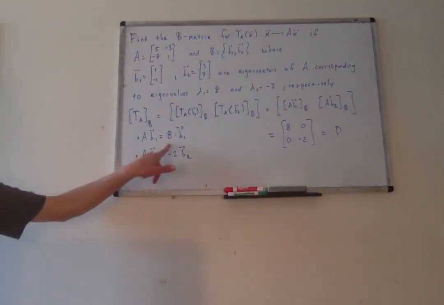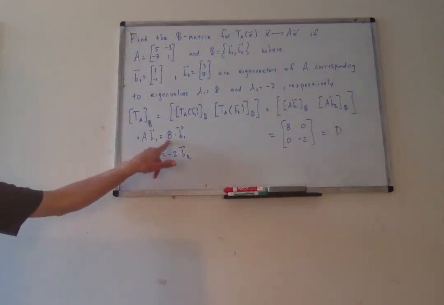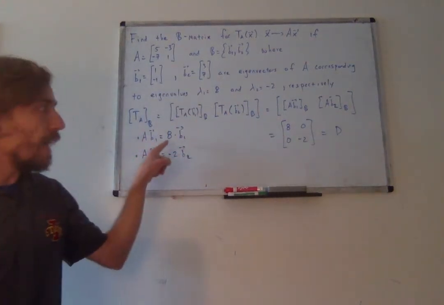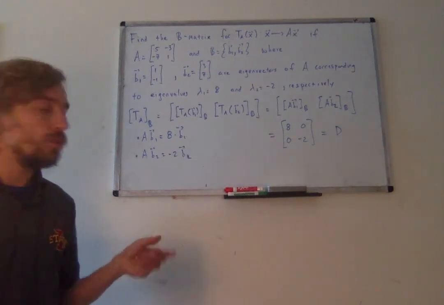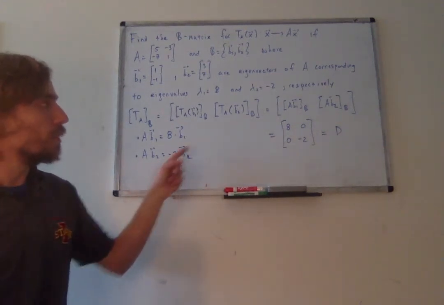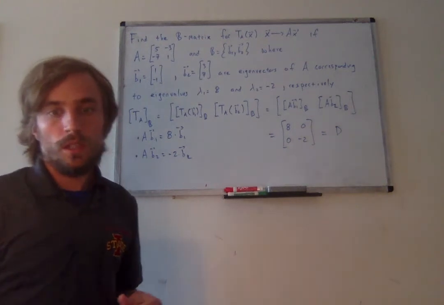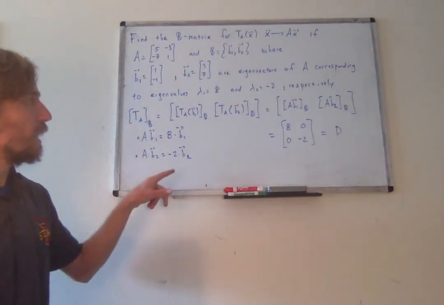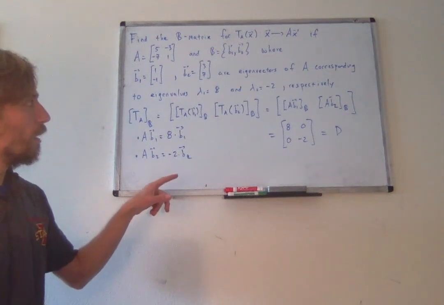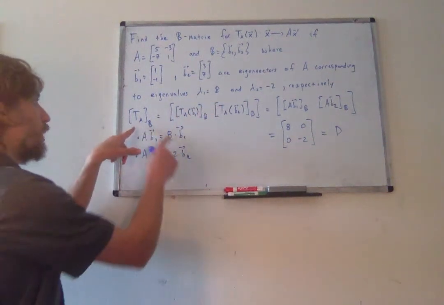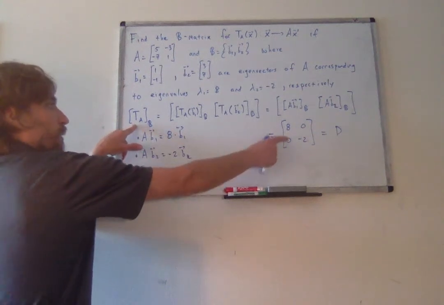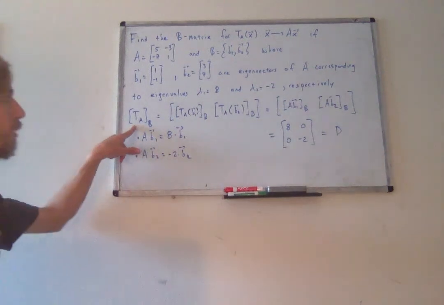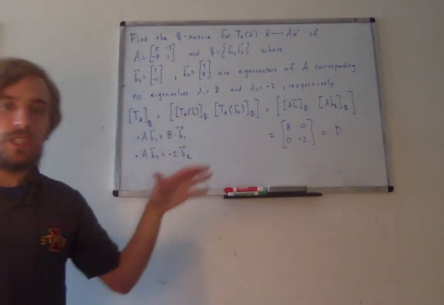Because A times B1 is just equal to the value 8 times B1. So its B coordinate representation is 8 times B1 plus 0 times B2. B2's coordinate representation is 0 times B1 plus negative 2 times B2. And so certainly you didn't need all of this work, right? You could have just said by theorem 8, if we know the eigenvalues, it has to be 8, 0, 0, negative 2. But this sort of gives an intuition as to why the proof is true.